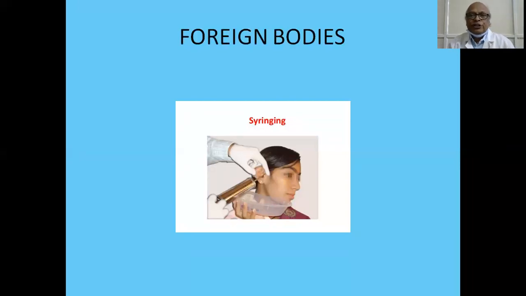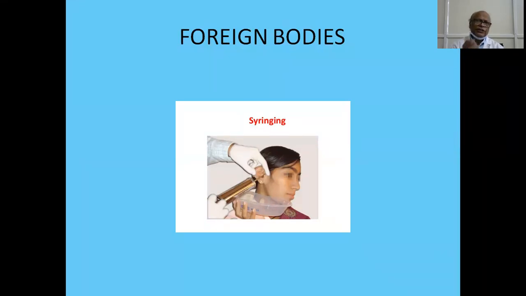Next common entity is foreign bodies. Very, very frequently in children, the parents observe some foreign body in the ear, like a small rubber piece, eraser piece, or a small glass bead, or a small button, or these button cells, things like that, even seeds. So these foreign bodies should be very, very carefully managed.